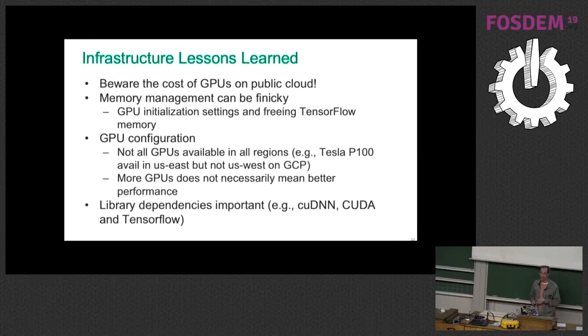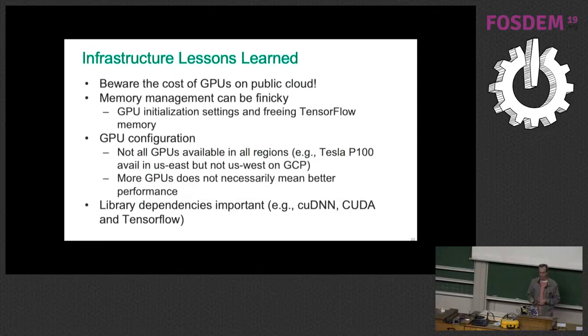On the infrastructure lessons learned, I'd say my number one thing is beware of the cost of GPUs on public cloud. We had some sticker shock when we got our bill after the first month. The other thing is memory management can be very finicky. GPU initialization settings and freeing TensorFlow memory. There's a lot of kind of folklore there.